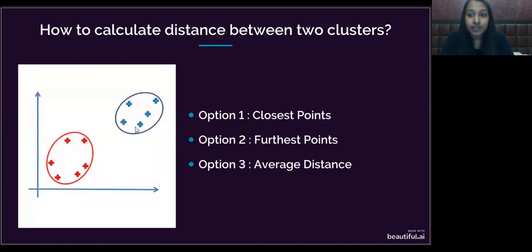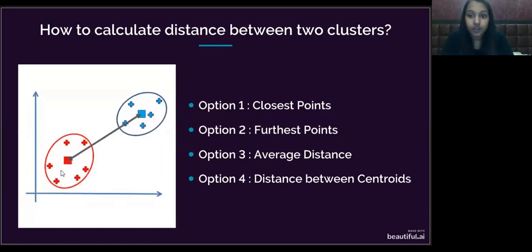Option 3 is to take the average of the distances between the different points in the clusters. That is, take all the combinations of point distances and take the average of those distances. Option 4 is to take the distance between the centroids. That is, find the center of both clusters, find the distance between those centroids, and call that the distance between the two clusters.